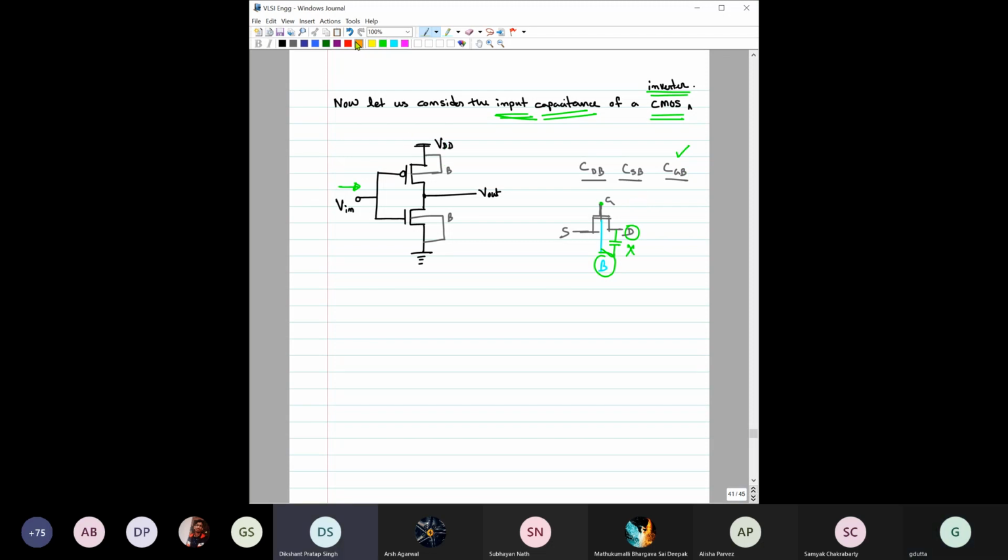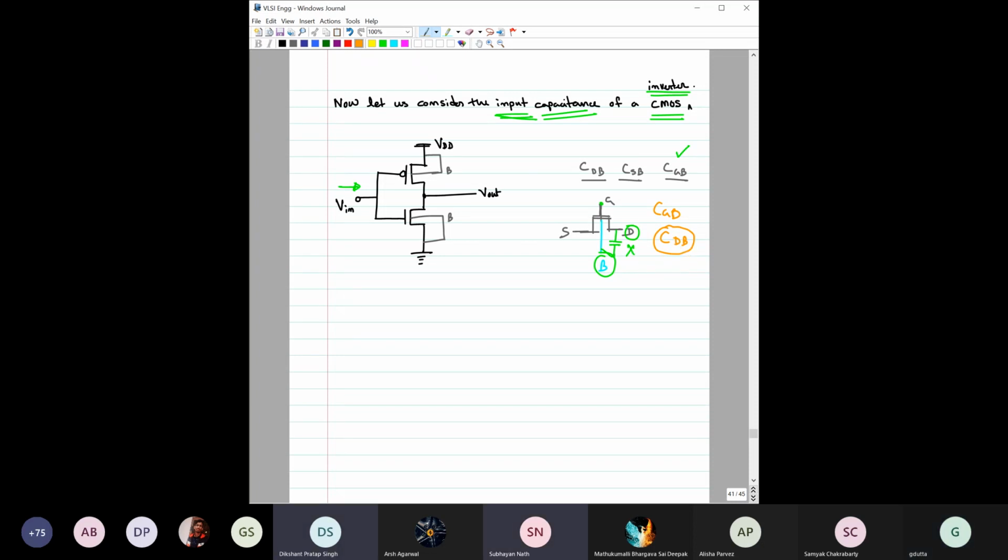Shubhayan? Yes, sir. I was just saying that instead of that CDB, it should be CGD into CDB divided by CGD plus CDB. CGD into CGD, and CDB into CDB, divided by... Why is this DB coming again? I think I discussed why DB should not be there. Why do you think this DB should come here?